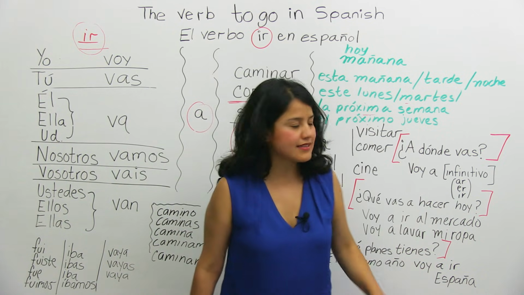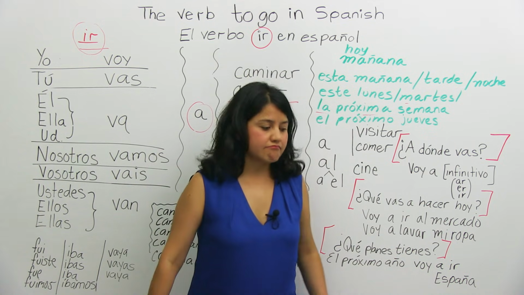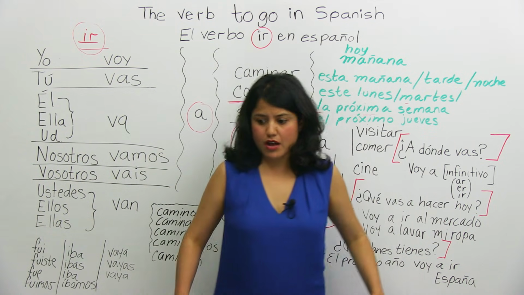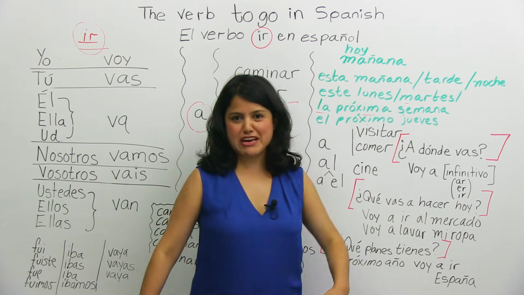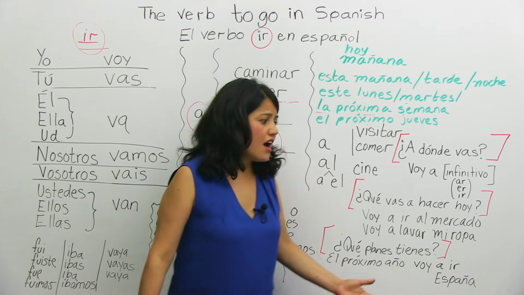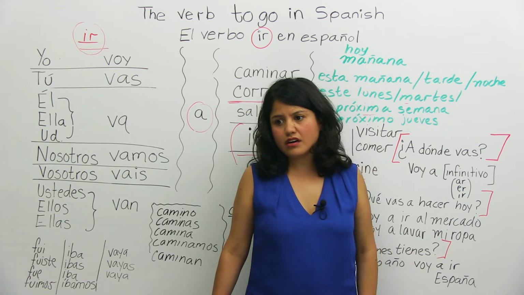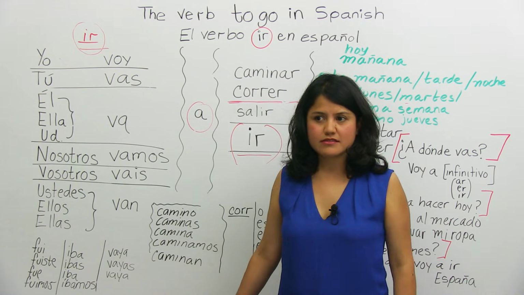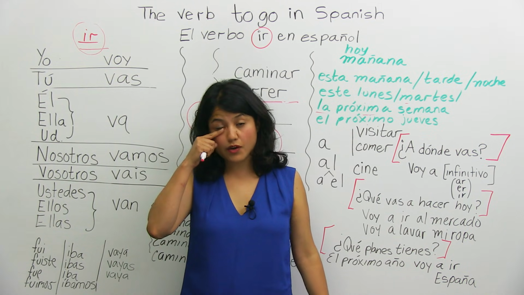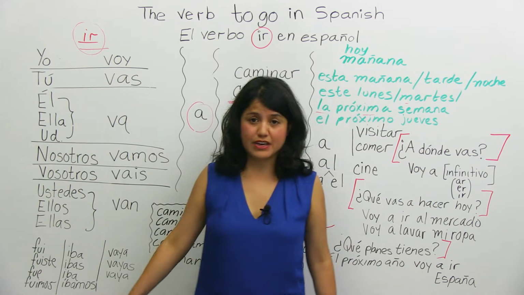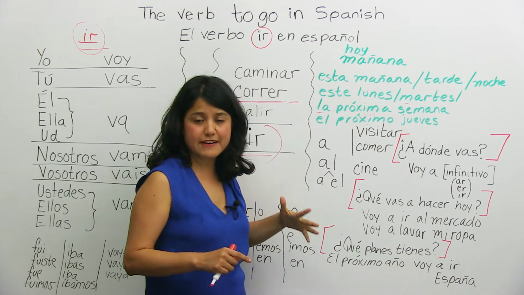¿A dónde vas? It's probably because I'm leaving, or because I have my purse and I look all dressed up. ¿A dónde vas? Voy a comer algo. Voy a tomar un café. Voy a caminar un rato. I'm going for a walk, a little walk. I'm going for a coffee, right? I'm saying voy a, and then right away the infinitive.